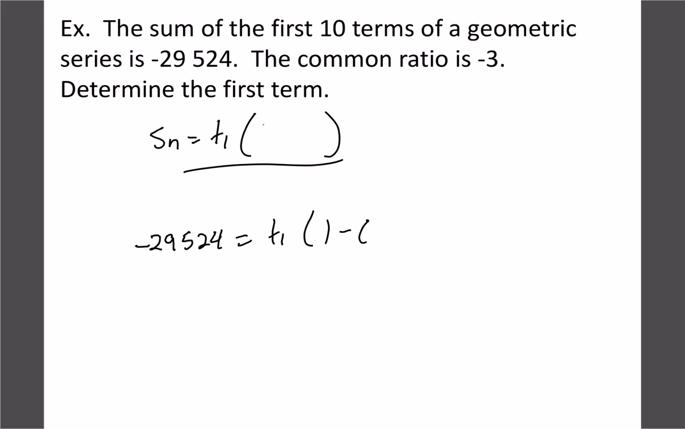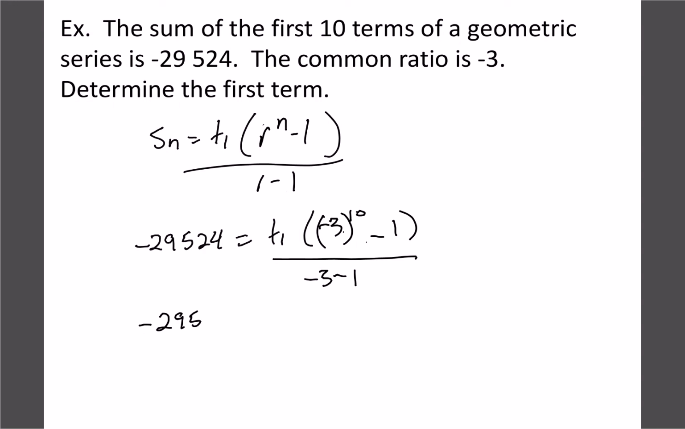It's just written the other way around. So it'd be r to the n minus 1, and then r minus 1. In this case, we'd have negative 3 to the 10, so we want to make sure we put that in brackets, minus 1, and then on the bottom we'd have negative 3 minus 1. Let's simplify everything that we can on the right-hand side. We end up with term 1 times negative 3 to the power of 10 minus 1, divided by negative 3 minus 1, which would be negative 4.